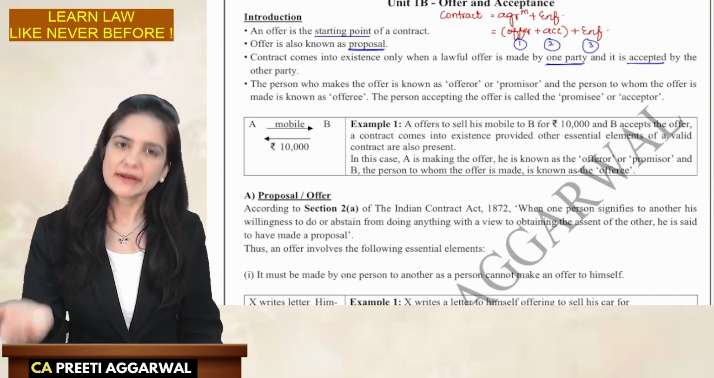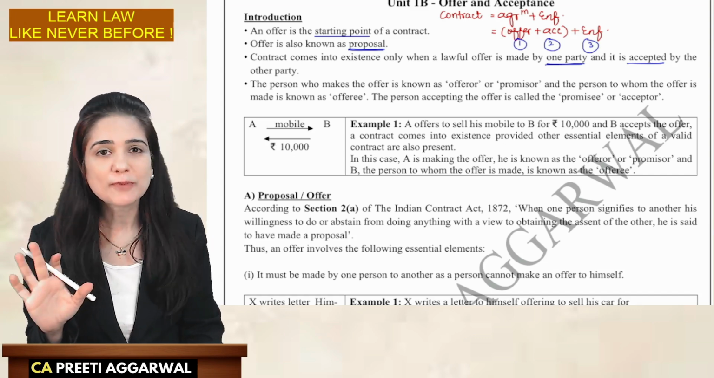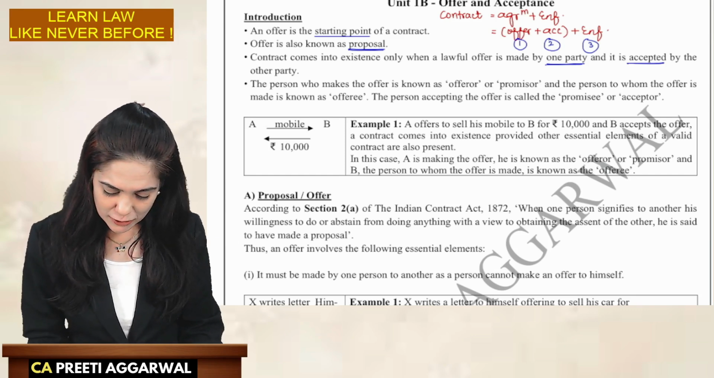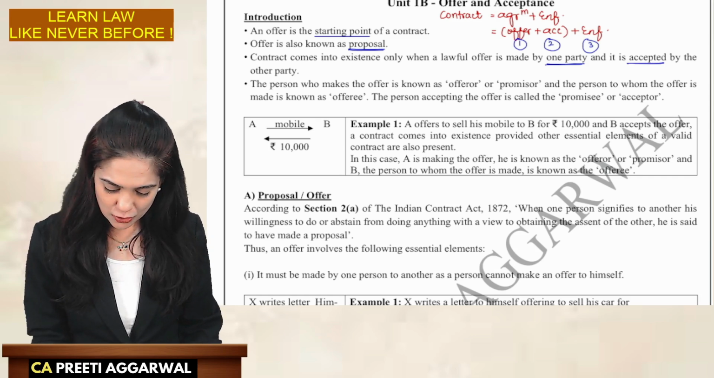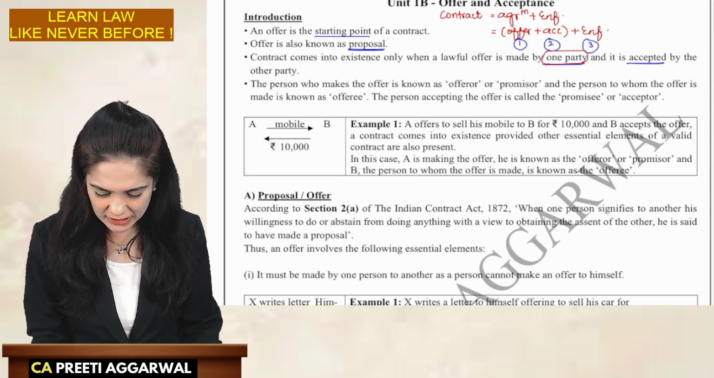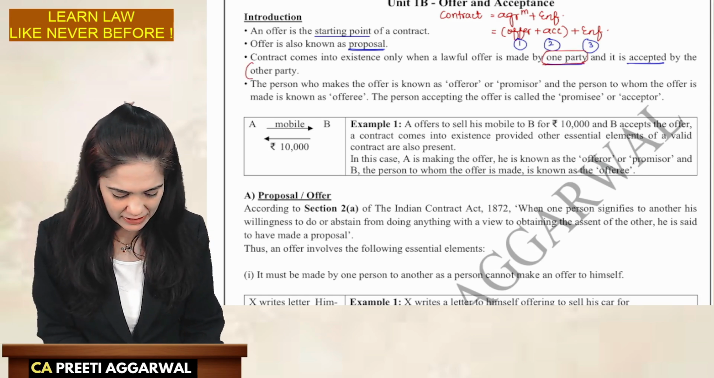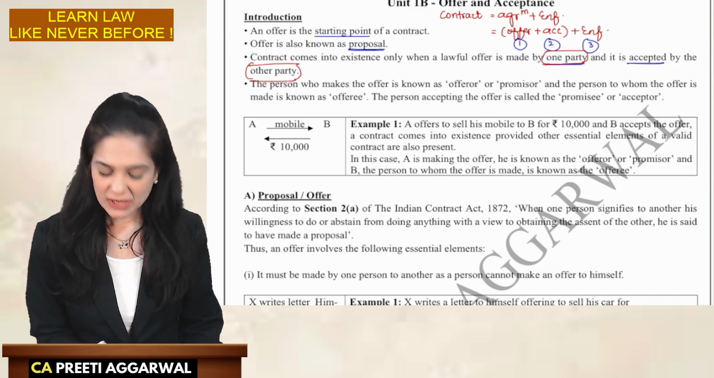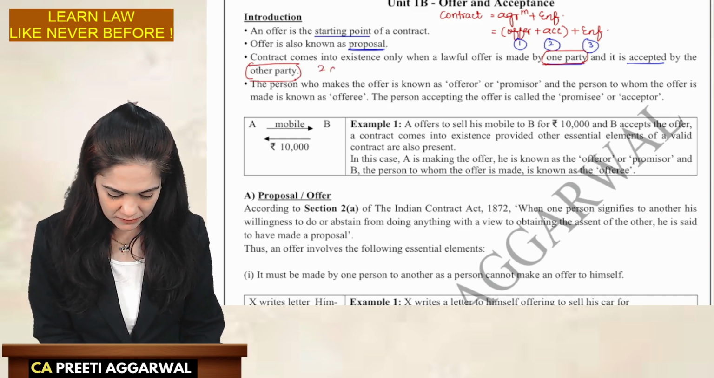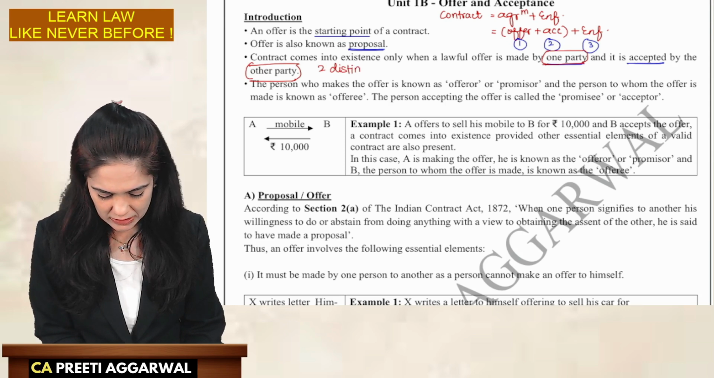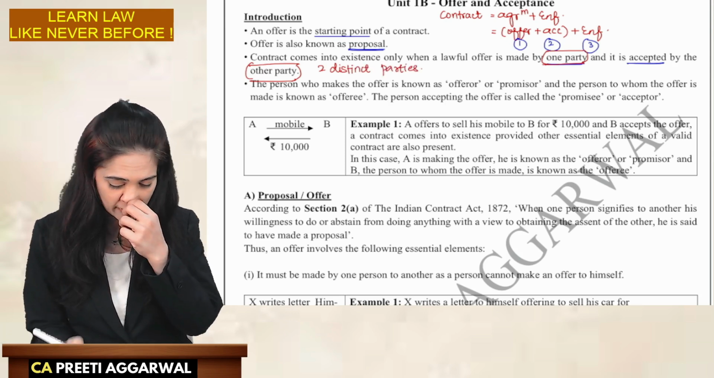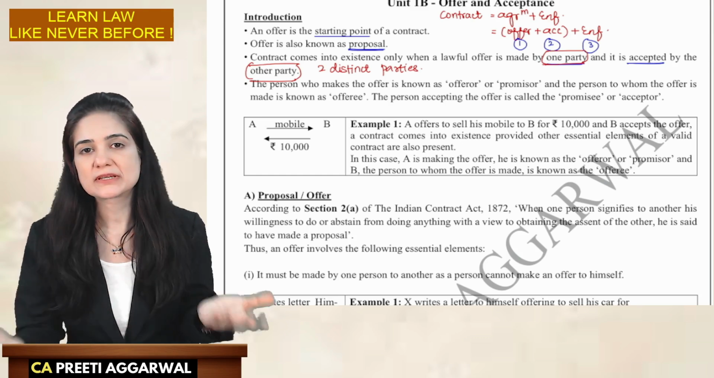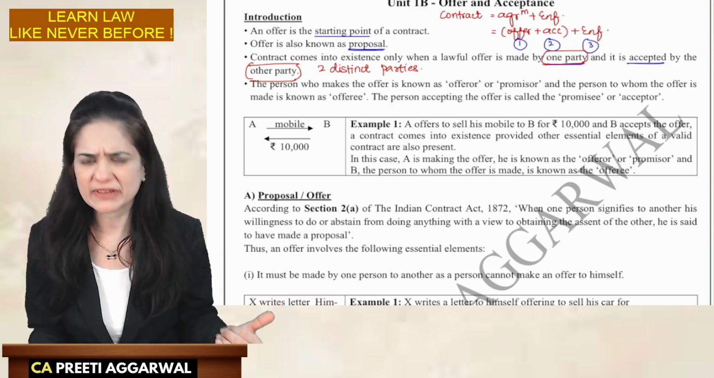Will you buy a car? Yes, I will buy my own car. That's not possible. We need two distinct parties, different parties. So, offer is made by one party, it is accepted by the other party. So, we need minimum two distinct parties. One who gives the offer and the other person to whom the offer is given. He is the one who will give acceptance.